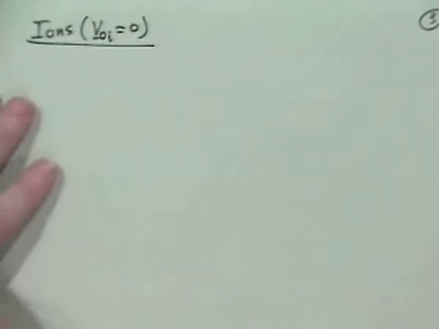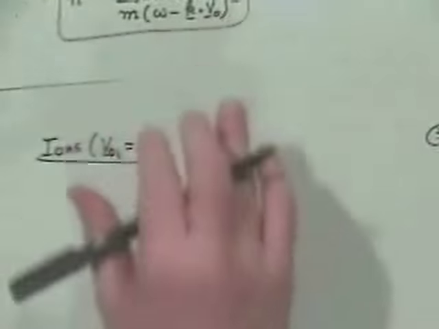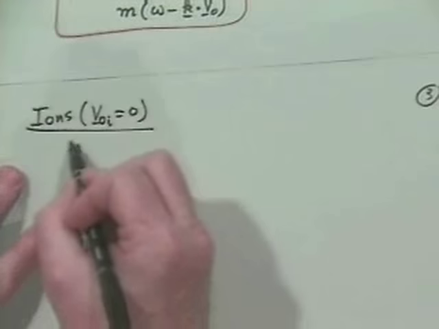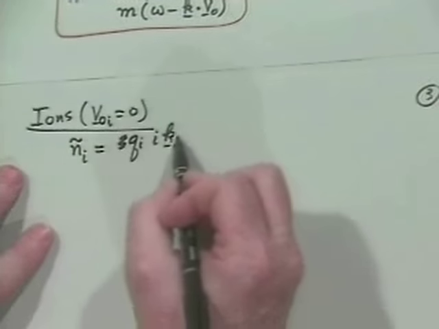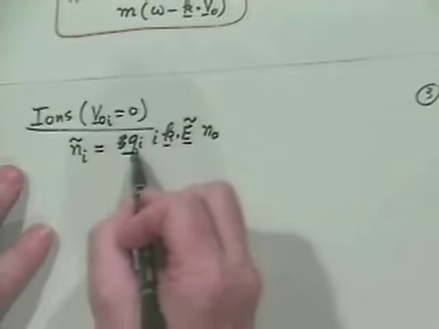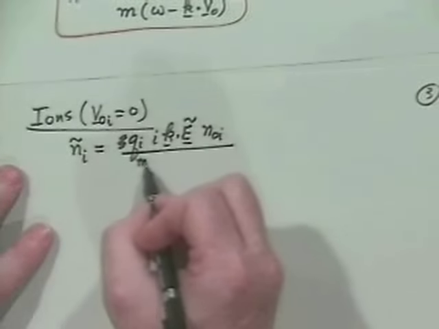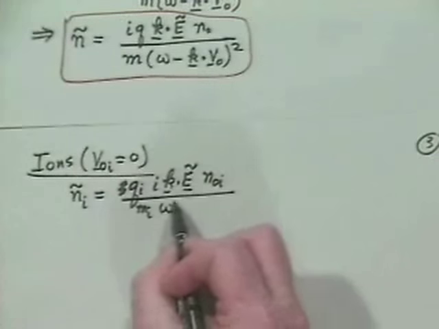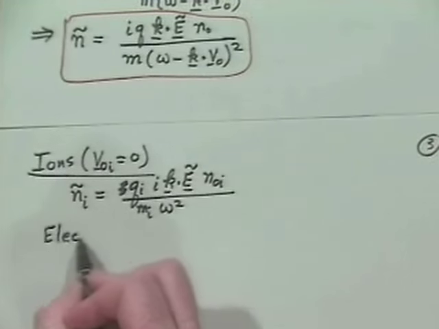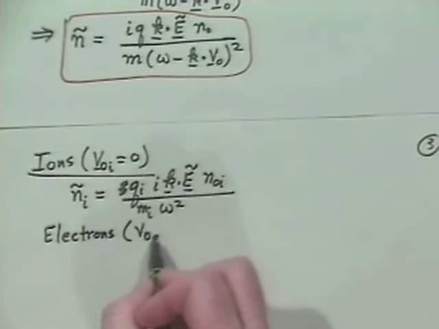Okay, so our next step is to specialize to the ions, which were a special case, where their flow velocity was equal to zero because we were going to stay in the ion rest frame. And so if we look at this equation, we will just have n i tilde is equal to i q sub i k dot E tilde times n naught divided by the ion mass. And then since the flow velocity of the ions is zero, you just get omega squared. On the other hand, the electrons we allow to have a flow speed, v naught e, which is not equal to zero.